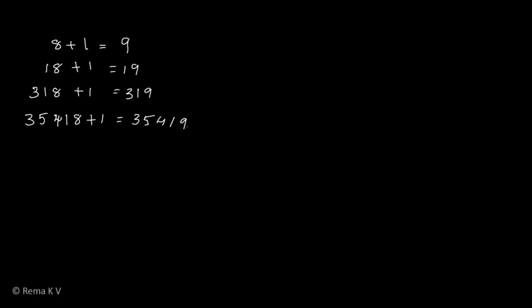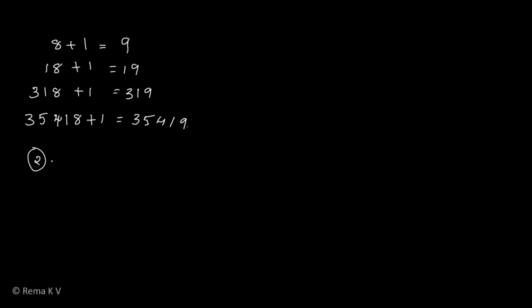See here, when we add 1 to a number, you know that 9 is the successor of 8. We get the successor of this number. When we add 1 to a number, we get the successor of that number. That is the second property. 19 is the successor of 18. 319 is the successor of 318. This 35,419 is the successor of 35,418. So to get the successor of a number, we have to add 1 to it.